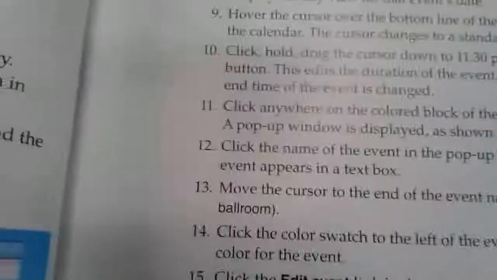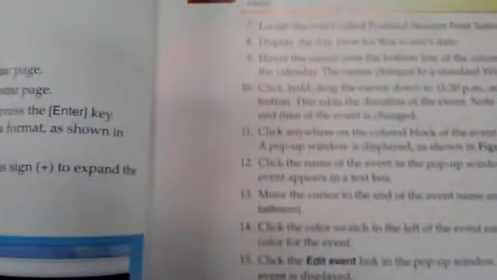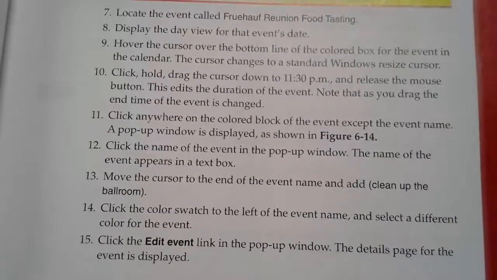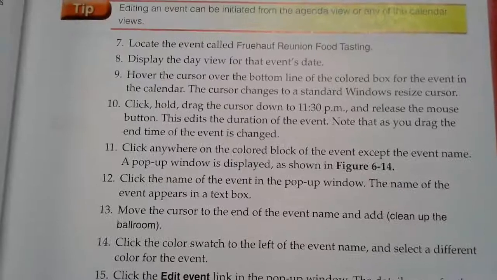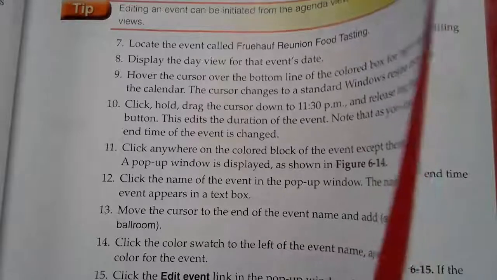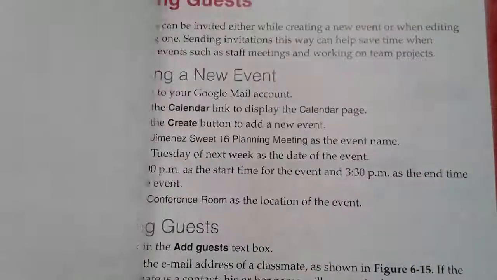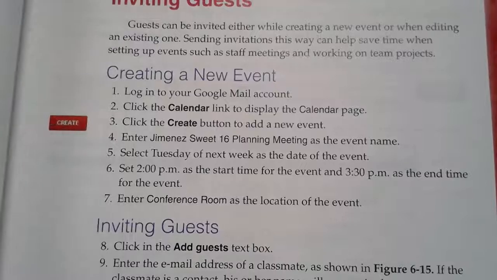So we're going to move on. Like I said, this is going to be moving fast today. Editing event, this is where you can go in and open the event back up and change it. So you can rename it. Maybe you want to call it the food tasting. You might want to change it to 60-year anniversary. And you can go back in there and make those changes.